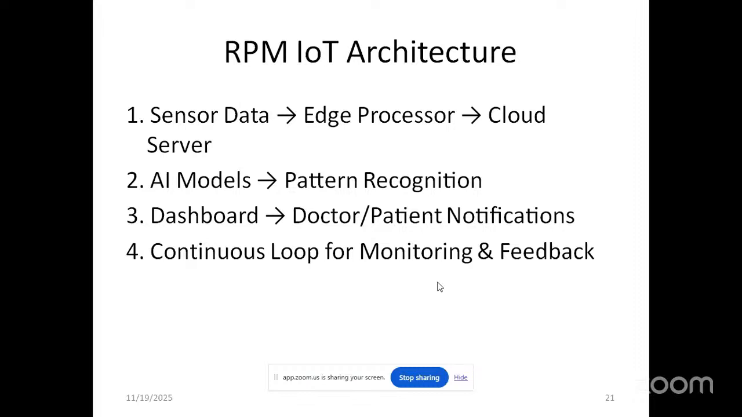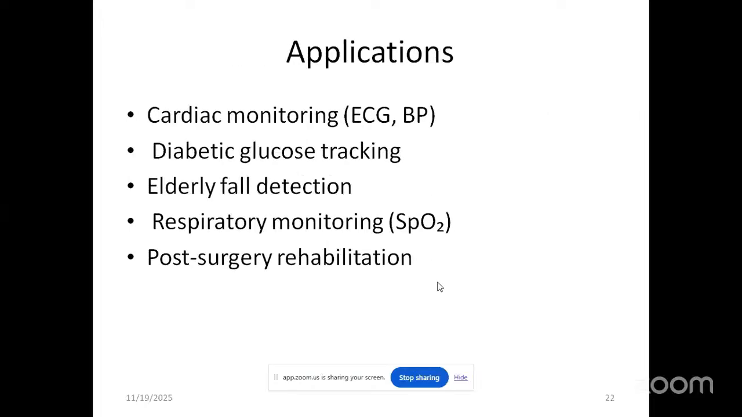So this is the kind of architecture needed for RPM applications. What applications are going to use this kind of project? First of all, cardiac monitoring like ECG and BP, diabetic glucose tracking, elder fall detection, respiratory monitoring, and post-surgery rehabilitation. These are the major applications for this kind of technology.